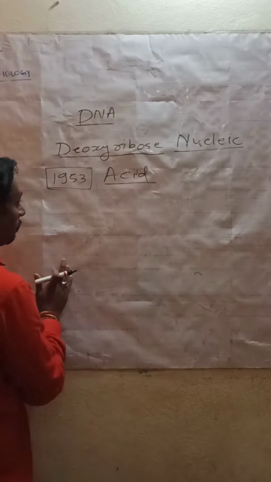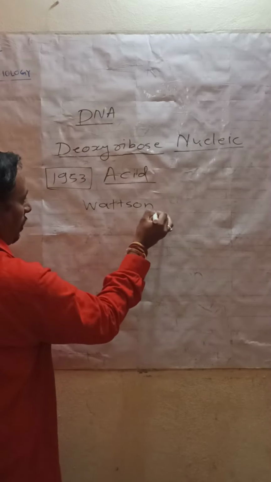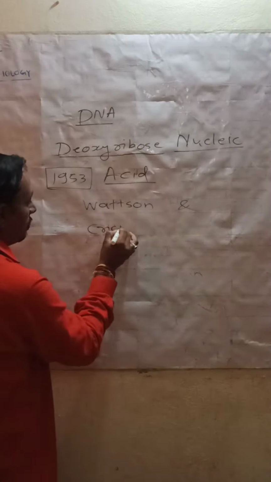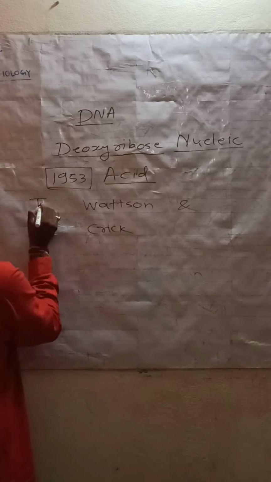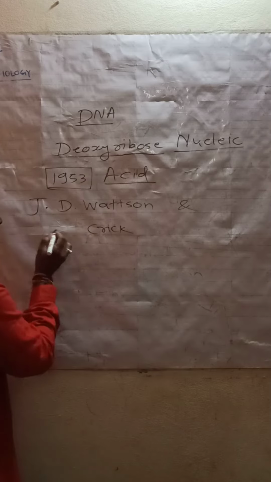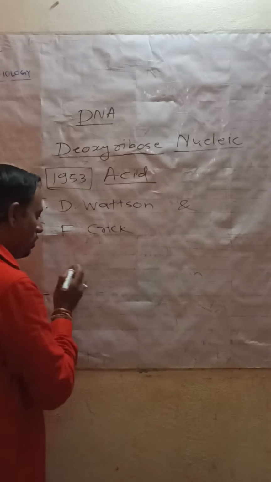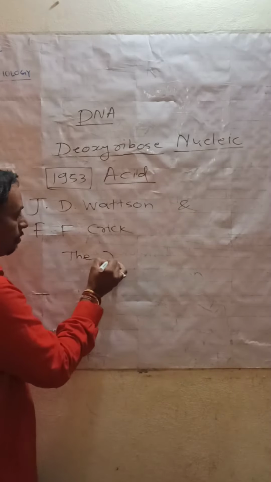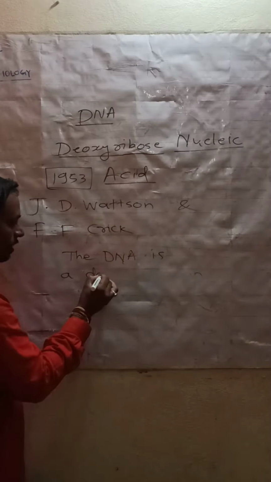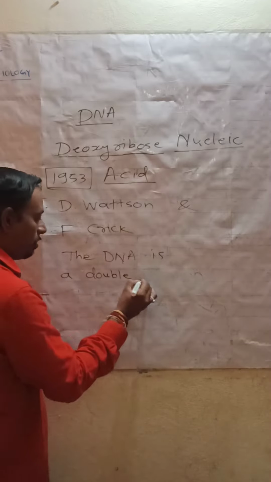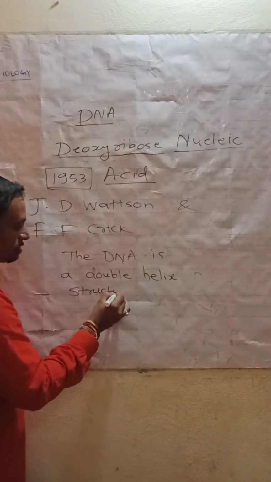Watson and Crick. So later in 1953, Mr. Watson and Crick, Francis F. Crick, James D. Watson, and Francis F. Crick, they have confirmed that the DNA is a double helical structure, a double helix structure. Which structure? A double helix structure.